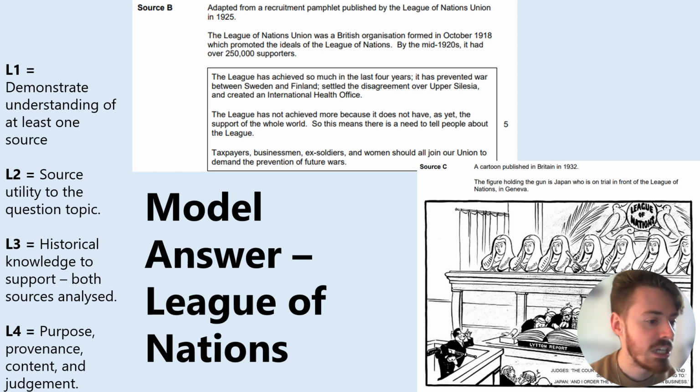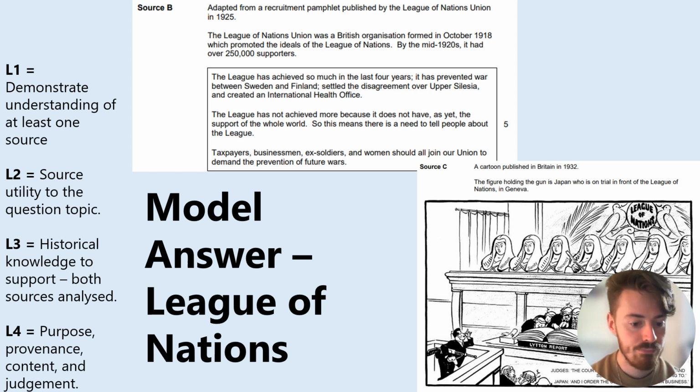The League has achieved so much in the last 4 years. It has prevented war between Sweden and Finland. It settled the disagreement over Upper Silesia and created an international health office. The League has not achieved more because it does not have, as yet, the support of the whole world. So this means there's a need to tell people about the League. Taxpayers, businessmen, ex-soldiers and women should all join our union to demand the prevention of future wars.